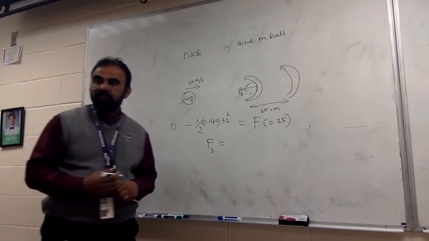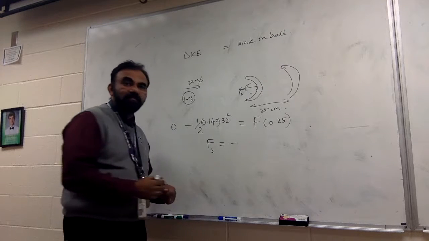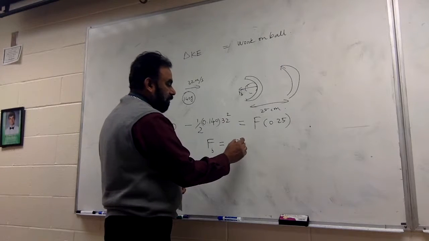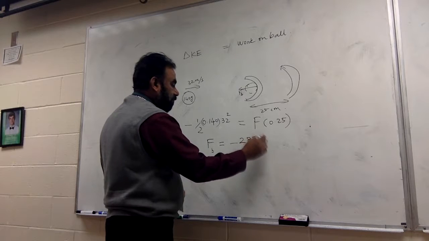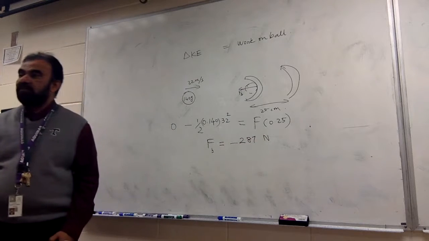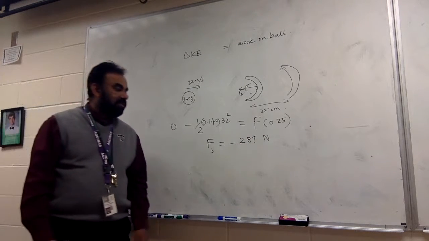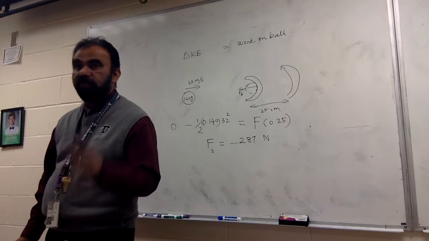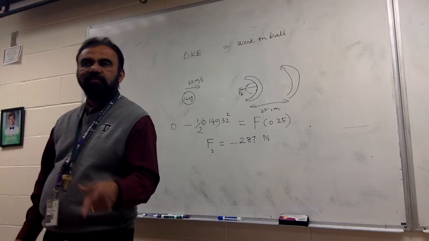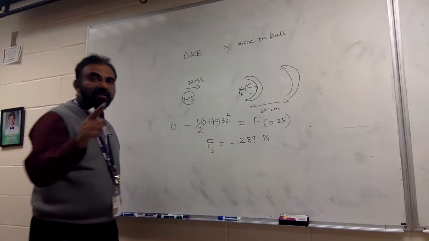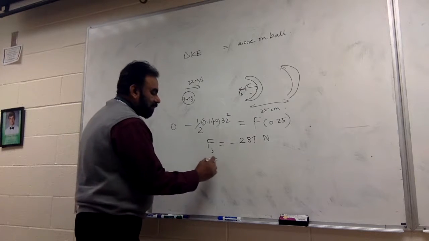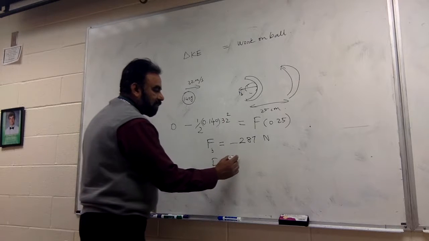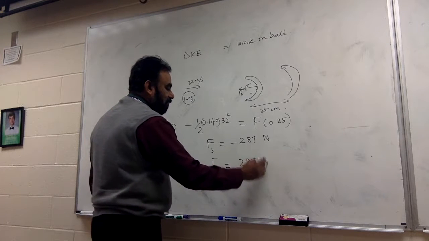How much do you get? Negative? 286.7. So basically 287. Is that everybody's answer? Good. That's the force on the ball. But the question is asking, what's the force on the glove by the ball? What is it? It's the same, but not negative. The force on the glove is 287 newtons positive.